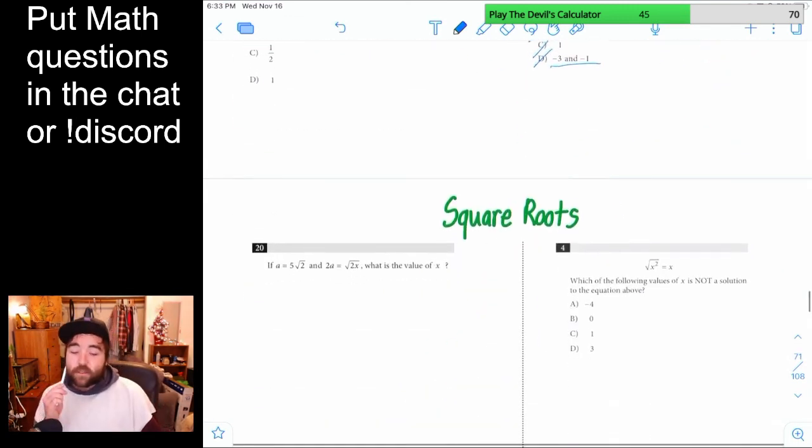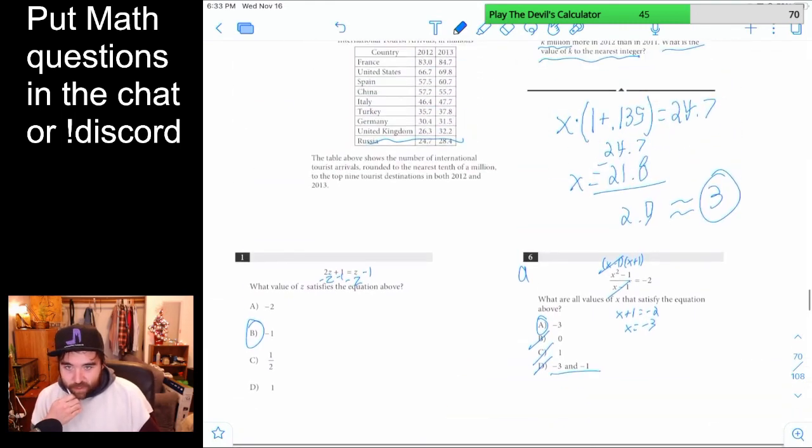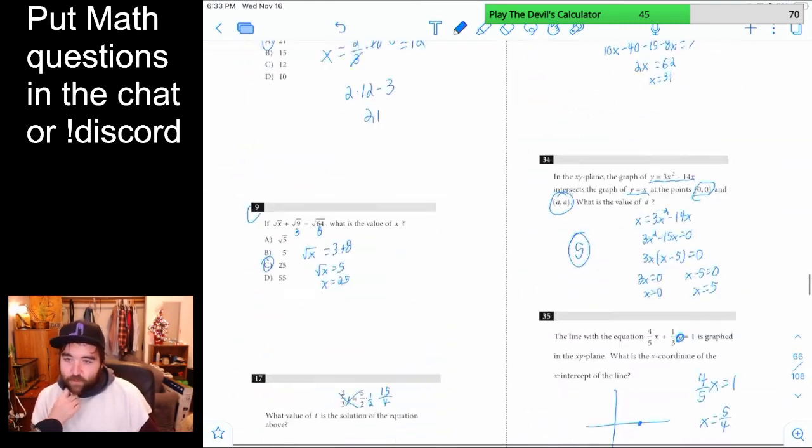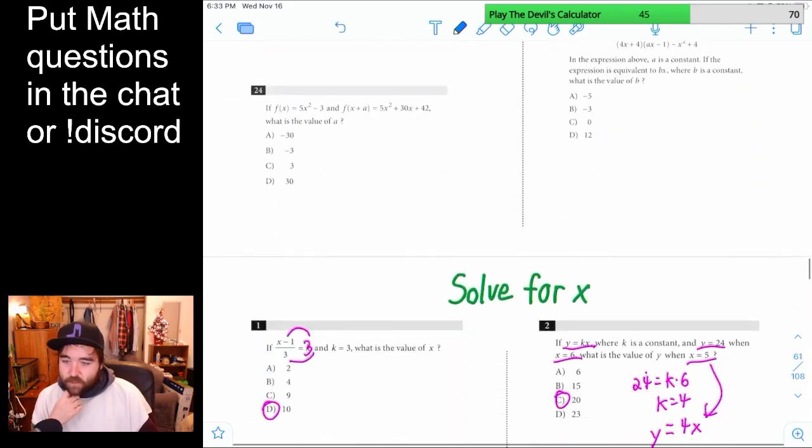And that is it for the solve for x section. So that took like an hour to do that whole section. But that's the longest section we got on here. That was a lot of problems. It's like 6 pages.